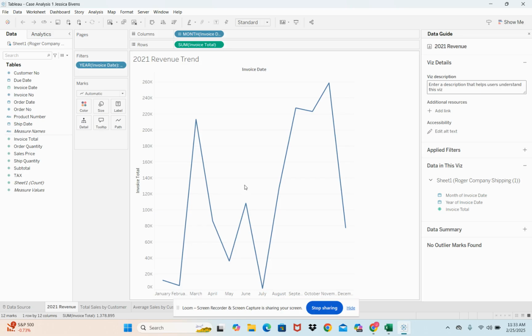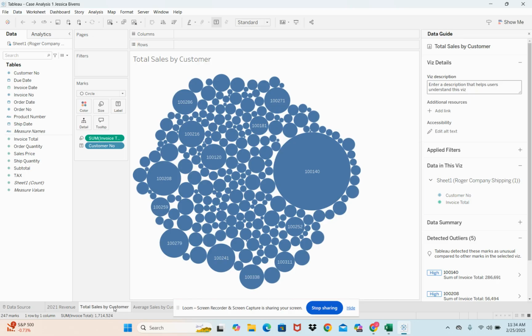Some fields, like the customer number, invoice number, and order number, were all categorized incorrectly as measures instead of dimensions, so I adjusted those accordingly. And next, I created a new worksheet down here, total sales by customer. And this will give us an overview, sort of a visualization of the customers with the most total sales. And we can see that customer number 100140 had the largest total sales volume.